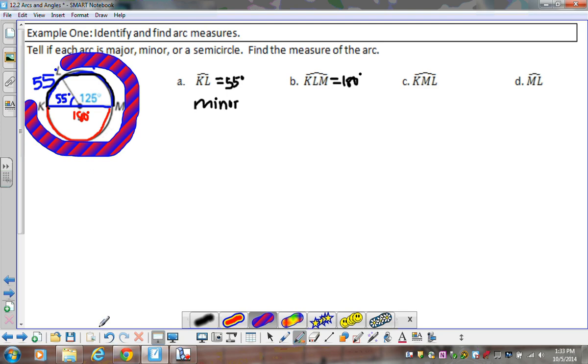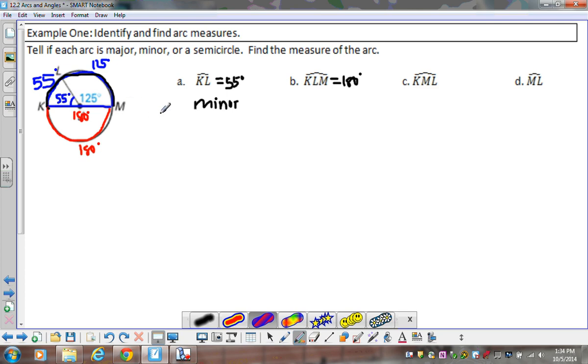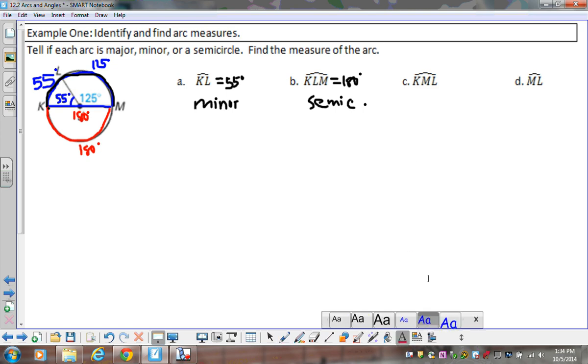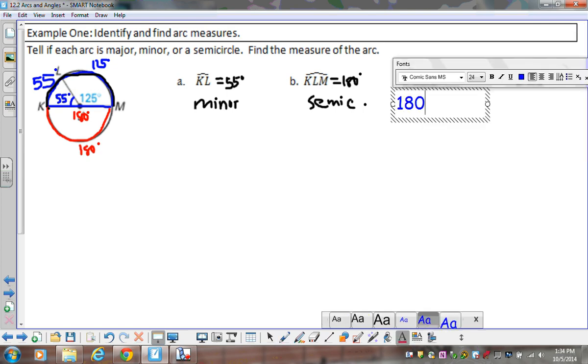So that means I can either add up, I can add 180 plus 125, and that will give me that piece. Or I know the whole thing's 360 degrees, so I can take 360 minus 55. Either way, you should get the same part. All right, let's try this one more time. Earlier we said this is a semicircle. So for arc KML, I can take 180 degrees plus 125, which would give me 305 degrees.